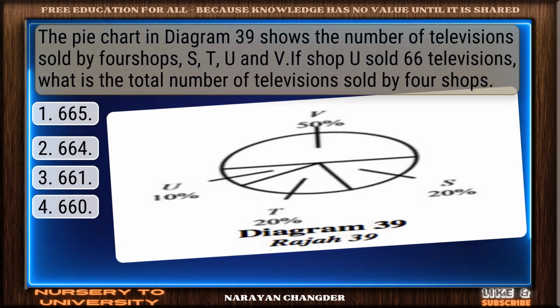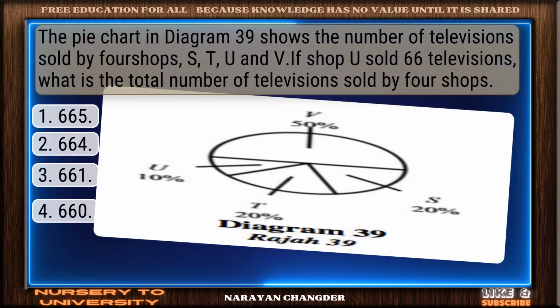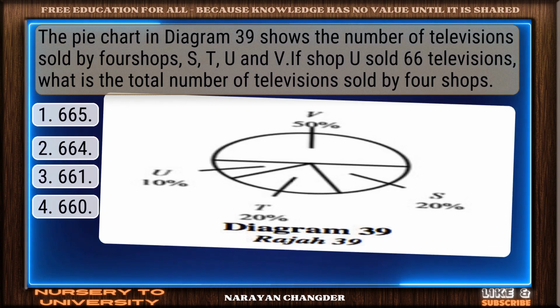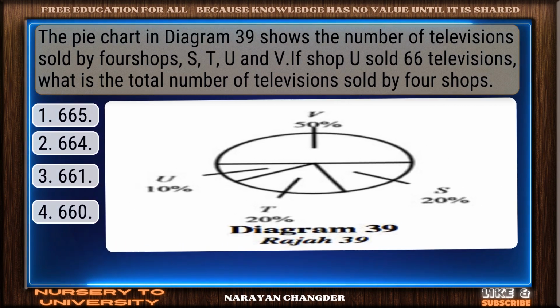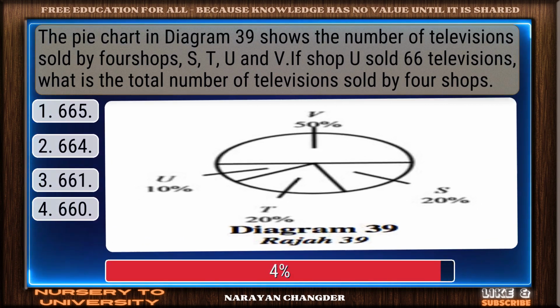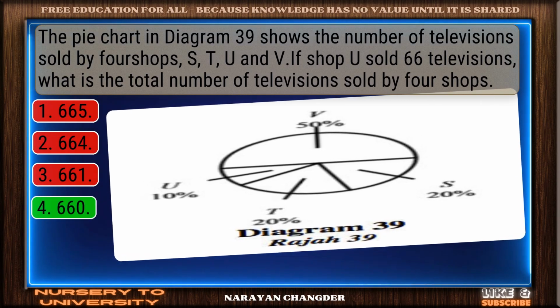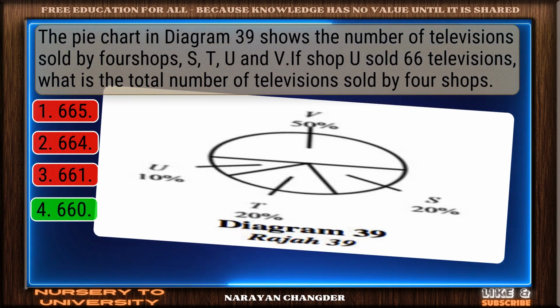The pie chart in diagram 39 shows the number of televisions sold by 4 shops, S, T, U, and V. If shop U sold 66 televisions, what is the total number of televisions sold by 4 shops? Nice work. You chose 6660 and it is correct.